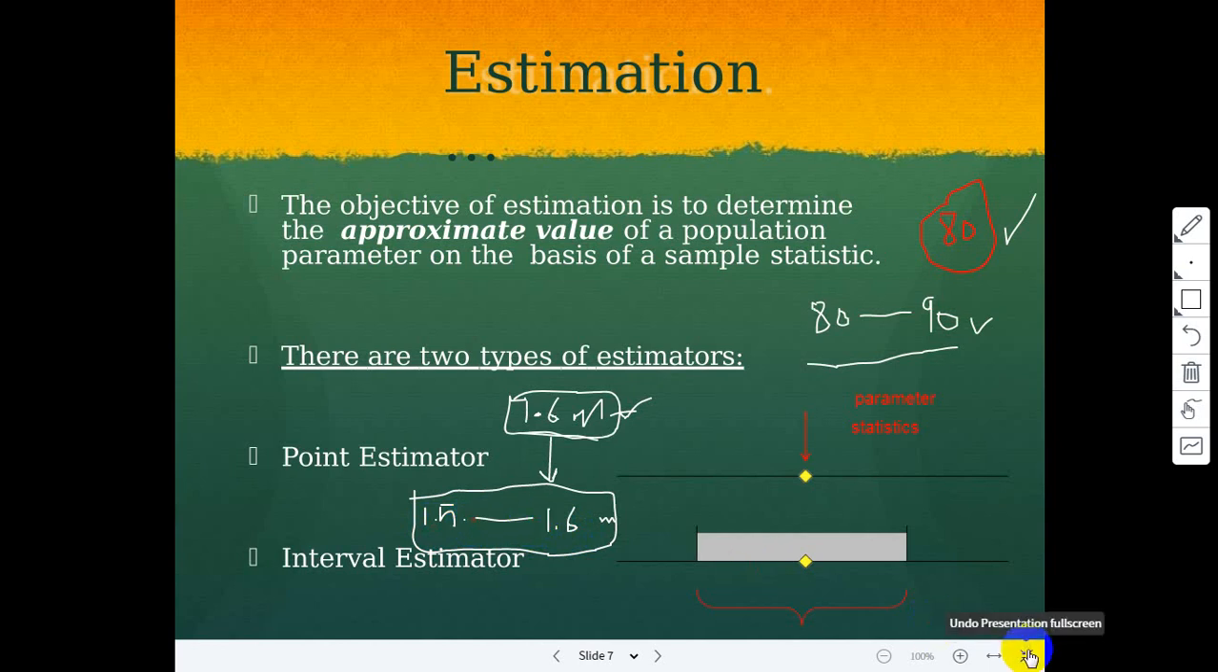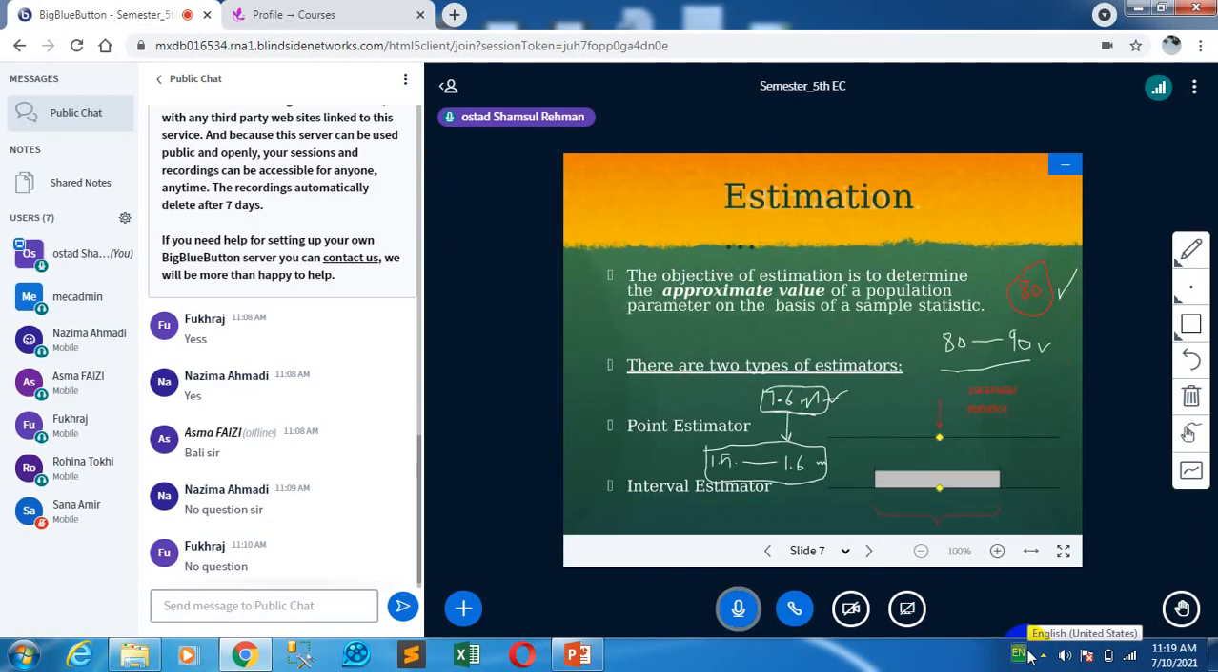So this was point and interval estimator. So I hope you got this idea about the point and interval estimator.